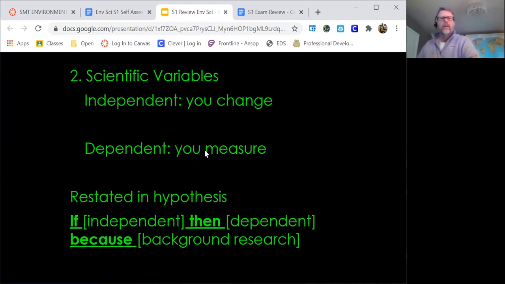So, like I said, if we move 100 miles away from a factory, then the pH of the rain will decrease by 1 point because the amount of pollution has decreased and lost its effect on the clouds. Okay, so you have an if-then-because sentence.